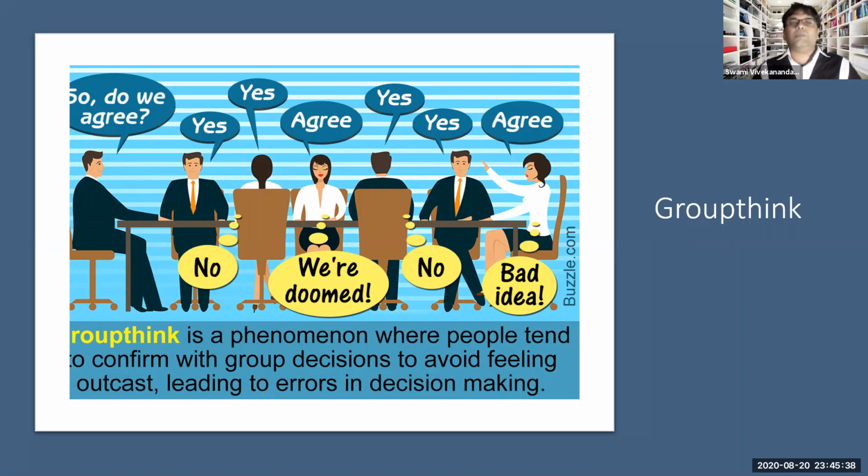Groupthink is a phenomenon where people tend to conform to the group's decision-making to avoid feeling outcast. If somebody asks, "Do you agree?" and one person has said yes, the other person says, okay, fine, they'll agree. Everybody will say yes, but internally they are thinking, no, it is not correct. It is a bad idea. We should not have done that. But if I say that, I will be outcast. All the people are saying yes, so let's say yes.